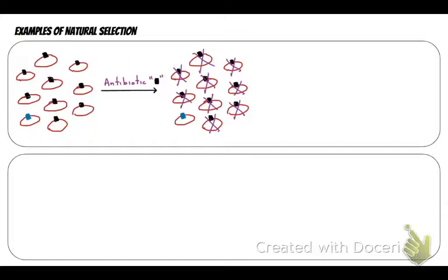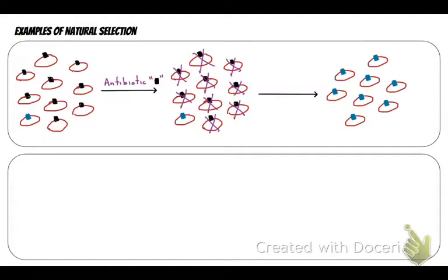The environment in which the antibiotic exists selects against bacteria that have the black marker by killing them off, and the organism that is most fit is the one with the blue marker. It is able to survive the presence of the antibiotic. Not only is it able to survive, but now it can reproduce. And so this one cell would undergo a process similar to mitosis to divide into 2. Those 2 would divide into 4, 4 into 8, and so on and so forth.